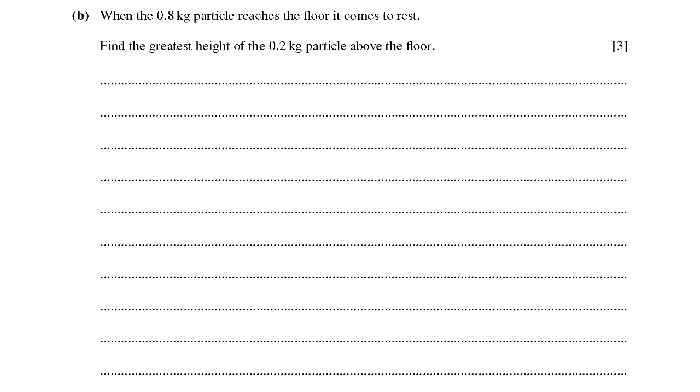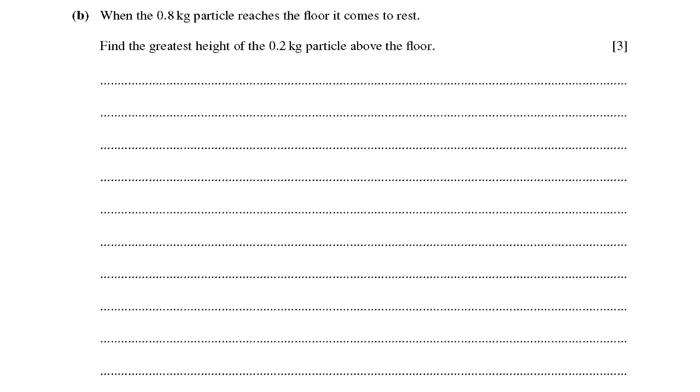When the 0.8 kilogram particle reaches the floor, it comes to rest. Find the greatest height the 0.2 particle reaches above the floor. Okay, so the 0.8 hits the floor, it immediately stops. At that point, the 0.2 kilogram particle is traveling at the same velocity that the 0.8 had when it hit the floor, but it's going upwards. It's going to continue that with gravity affecting it until it comes to instantaneous rest where it starts to fall back down again. And we just have to work out the distance that it travels to find the height.